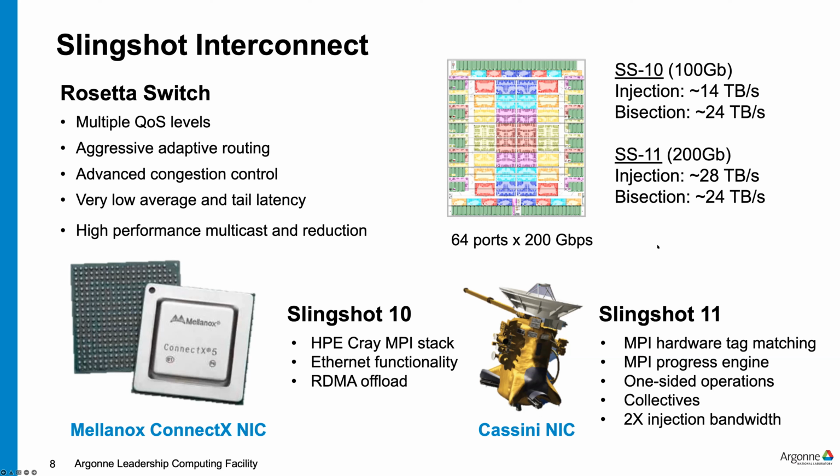So in the upper right, in this area here with Slingshot 11, you'll see we have about 28 terabytes of injection with a bisection of 24 terabytes, and that's what we hope to achieve today. However, currently, if you get early access to the system, you'll have a lower injection and will be limited by this performance for the overall injection for the short term.